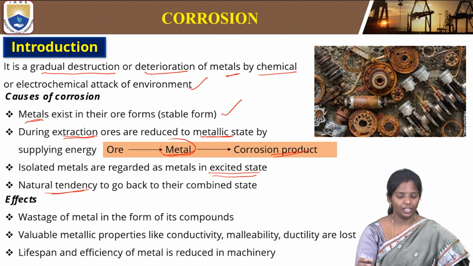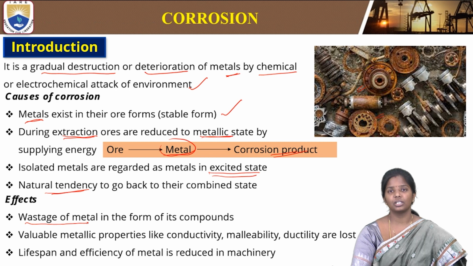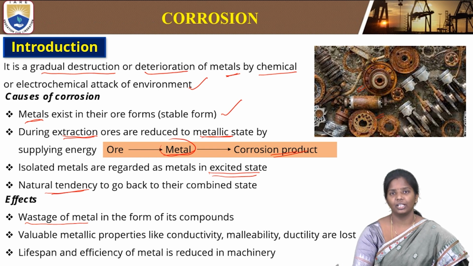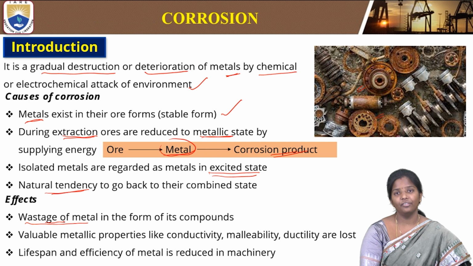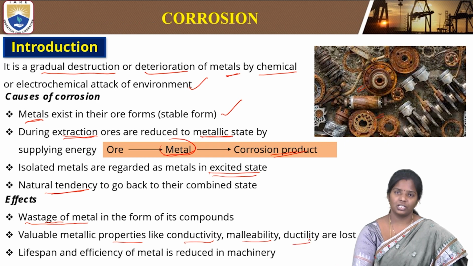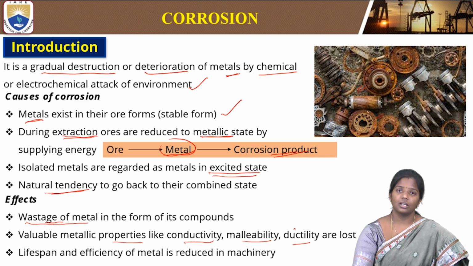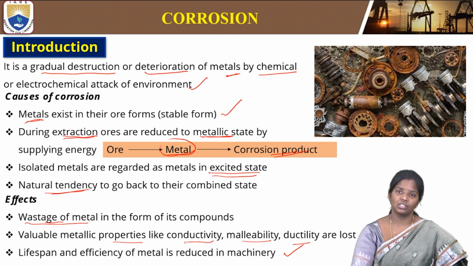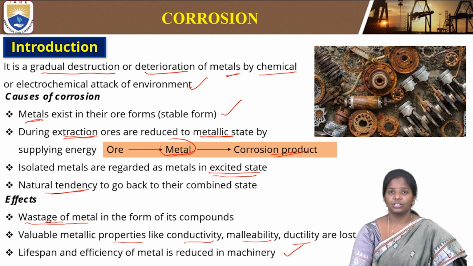So then what are the effects? Effects are the wastage of metal. For example, if we are using a metal for some application, then when it is corroded, it will lose its property for that particular application, and therefore there is a wastage of this metal. Then valuable metallic properties like conductivity, malleability, ductility are lost if they are corroded. Ultimately it leads to reducing the lifespan and efficiency of the metal. When we are using it particularly for machinery, if during the usage it is getting corroded, then we ultimately lose the efficiency of that machine.